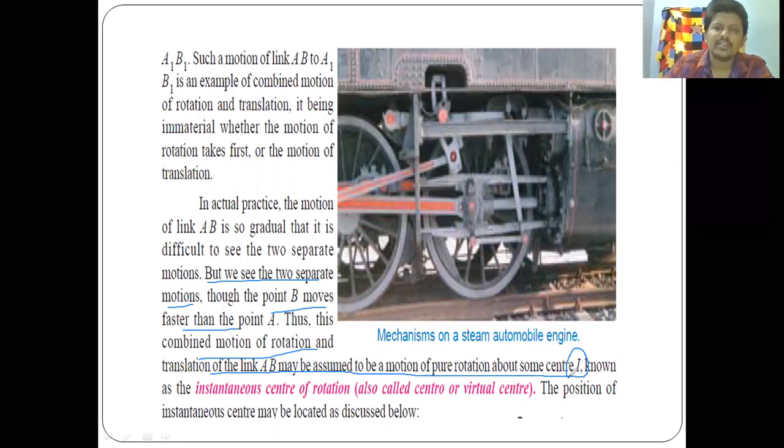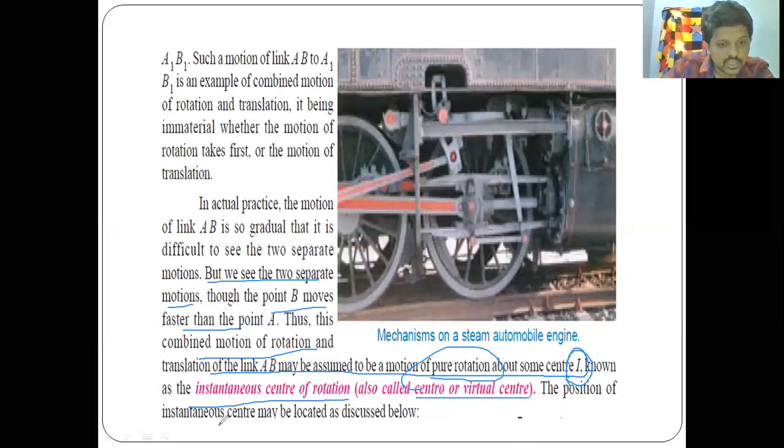The problem is we can't see two separate motions in actual practice. We can only see two separate motions through a point D. That means we are considering a particular point, and we are defining the total motion as only pure rotation through a point. In some cases it might be B, but we are defining it as a center, which is known as instantaneous center, also known as centro or virtual center.